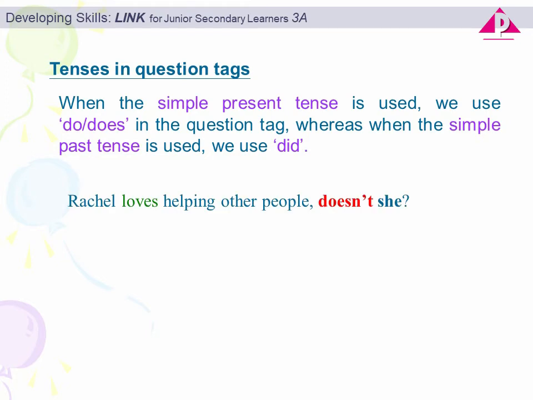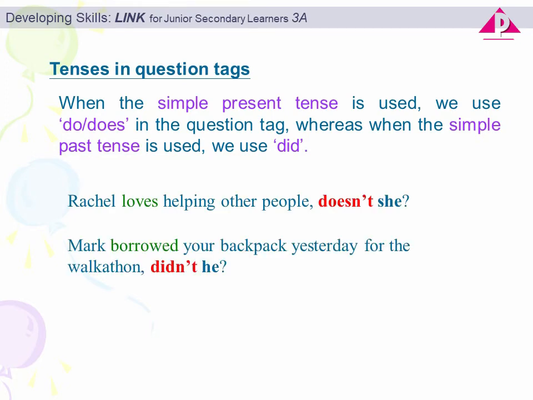Compare the 2 sentences below. You will notice how the tenses are different. Rachel loves helping other people, doesn't she? Mark borrowed your backpack yesterday for the walkathon, didn't he?